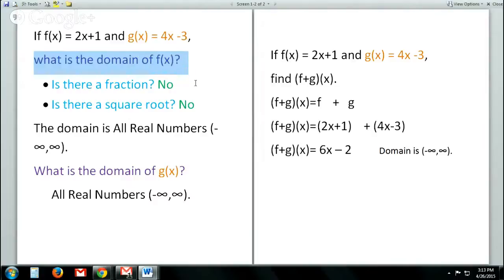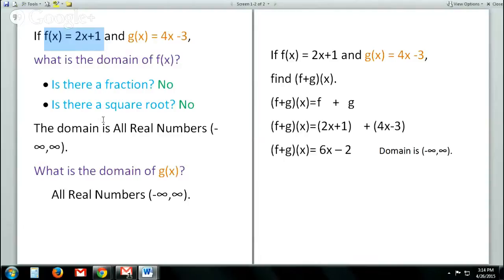At this point in the semester, the only things that we know of that restrict a domain: you can never have 0 in the bottom of a fraction, and a square root can never have something negative under it. So as we look to see about the domain of just f, only this function, we're asking ourselves, is there a fraction? Is there a fraction? No. Is there a square root? When you look at f, is there a square root?